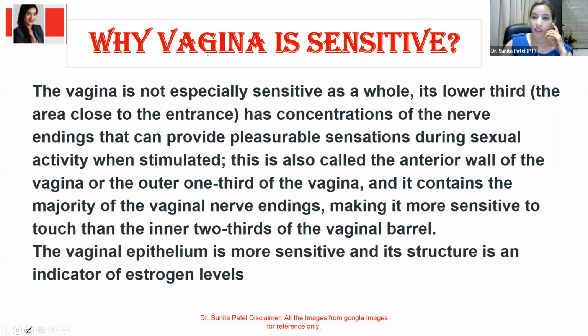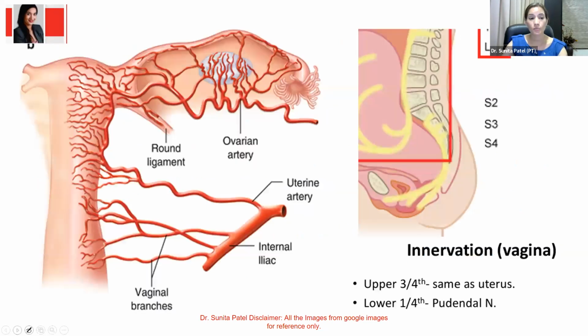The majority of the vaginal nerve endings are in the anterior wall of the vagina, or the outer 1/3 of the vagina, at the downward part, making it more sensitive to touch than the inner 2/3 of the vagina. The vaginal epithelium is more sensitive, and its structure is more of an indicator of estrogen at the downward level. Estrogen receptors, vaginal epithelial cells, pelvic floor muscles, and the G spot are present. Those 4 things make our vagina sensitive during sexual arousal.